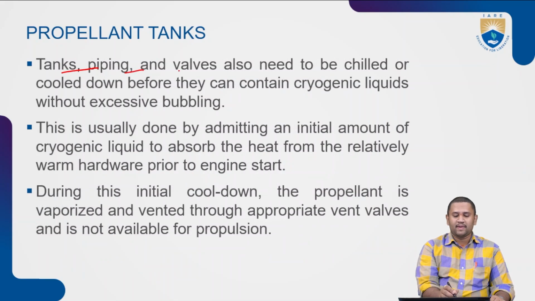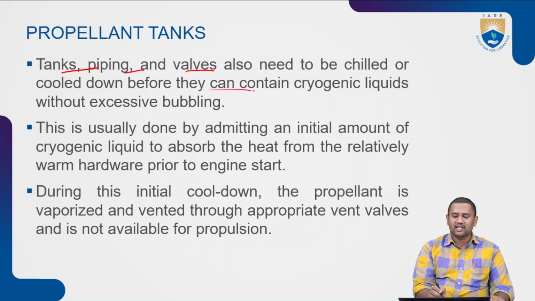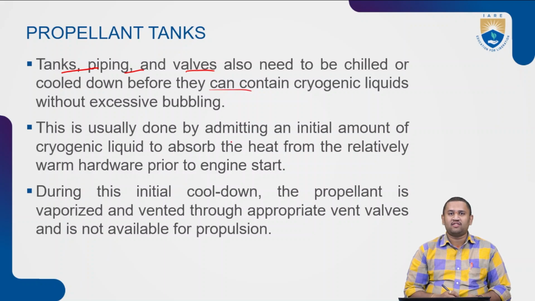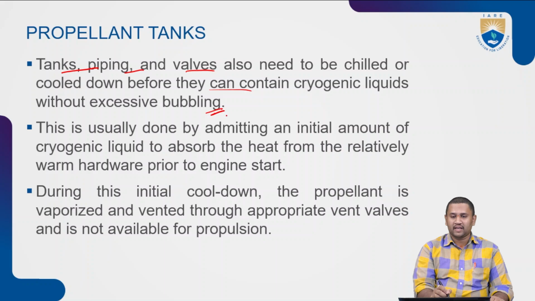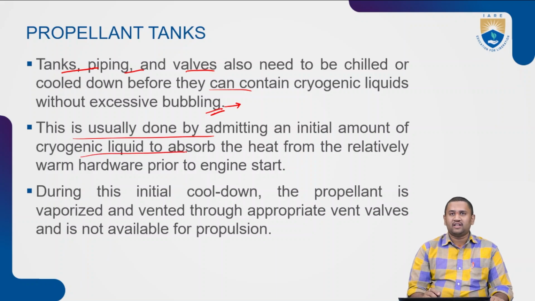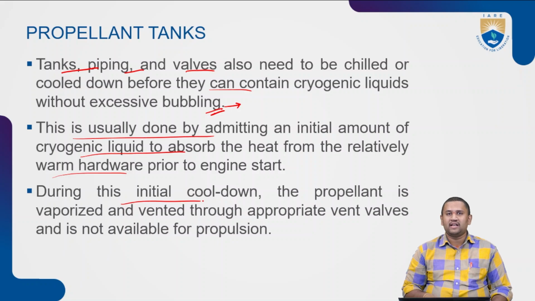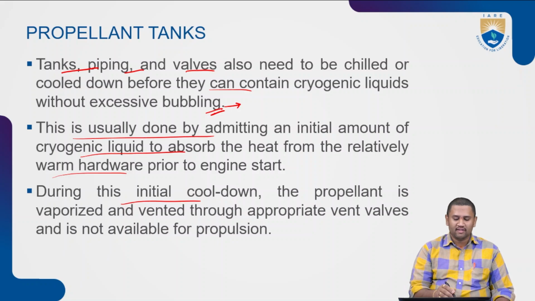The tanks, piping, as well as the walls also need to be chilled or cooled down before they can contain the cryogenic liquids without excessive bubbling, particularly so the liquid does not evaporate faster. This is usually done by admitting a small initial amount of cryogenic liquid to absorb the heat from the relatively warmer hardware prior to the engine start. During this initial cool down, the propellant is vaporized and vented through appropriate vent valves and is not available for propulsion.